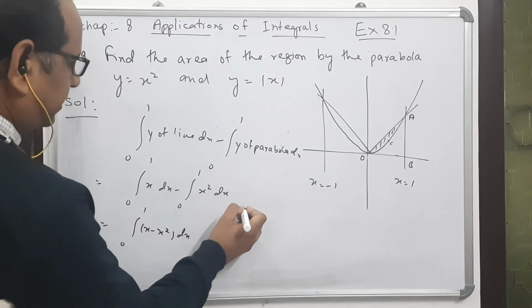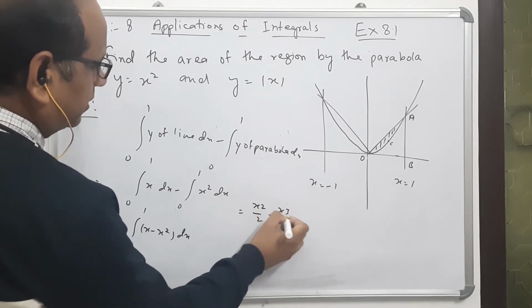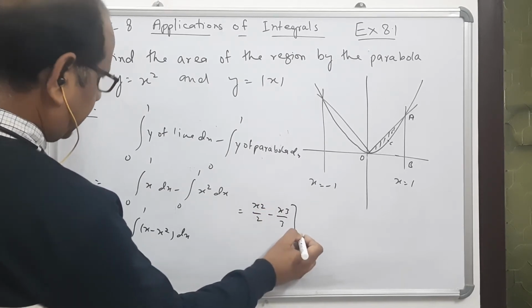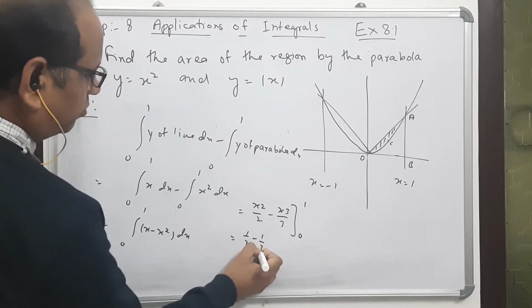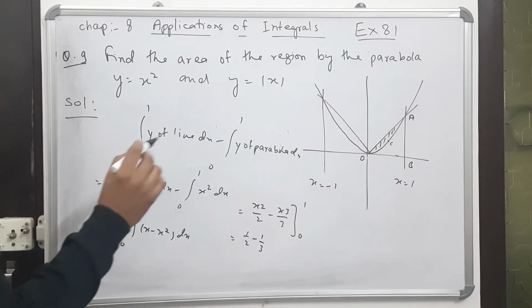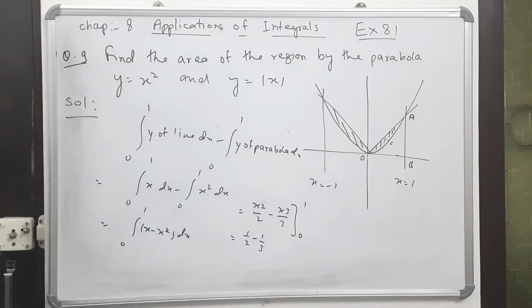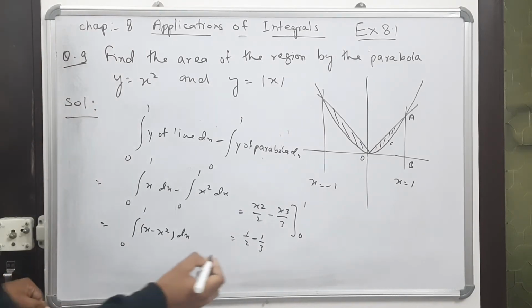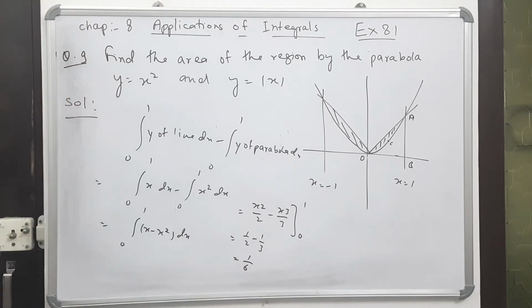And if you integrate this, it is x square by 2 minus x cube by 3, from 0 to 1. So when you put 1, it is 1 by 2 minus 1 by 3. Yes? And we have to multiply this area by 2 at the end, because this area also we have to calculate. So this area is, if you take the LCM, it is 1 by 6.